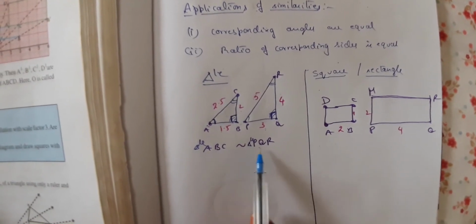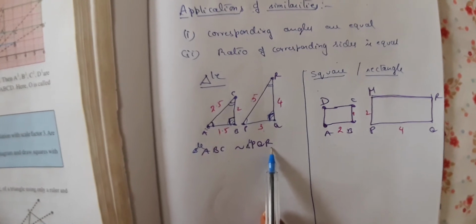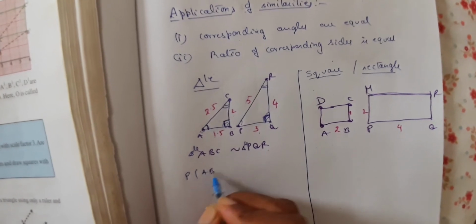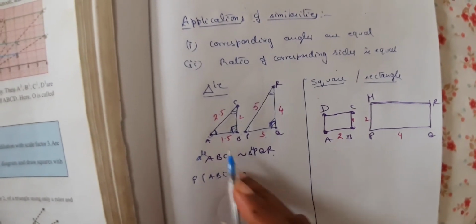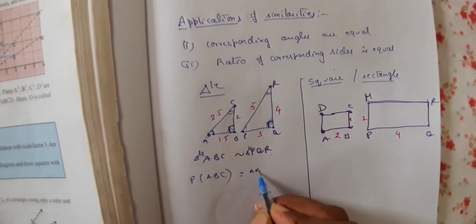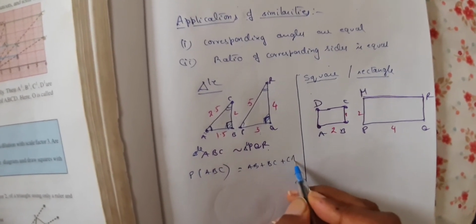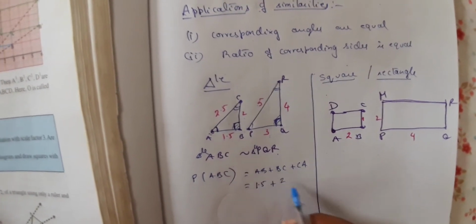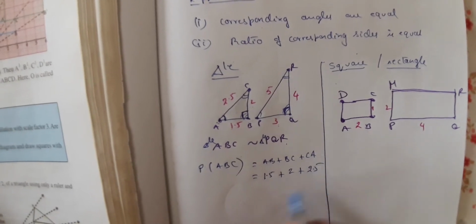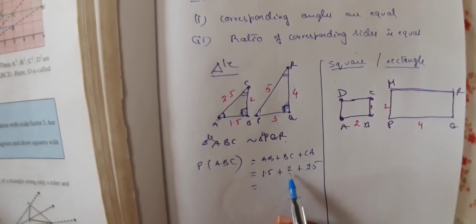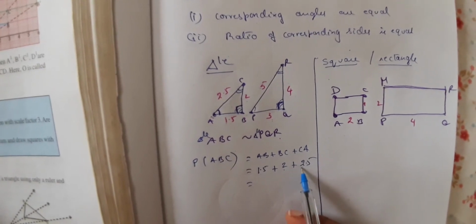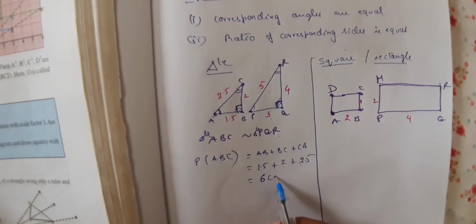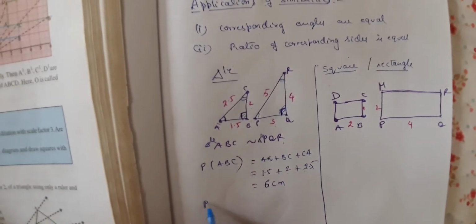Right, now triangle ABC is similar to triangle PQR. Now our point here is, let me take the perimeter of ABC. P of ABC, perimeter of ABC. What is that? AB plus BC plus CA, is it not? So what is AB here? 1.5. What is BC? 2. Plus what is CA? 2.5. So what did I get? 1.5 plus 2 is 3.5. 3.5 plus 2.5 is 6. 6 centimeters. Now let us see the perimeter of PQR.